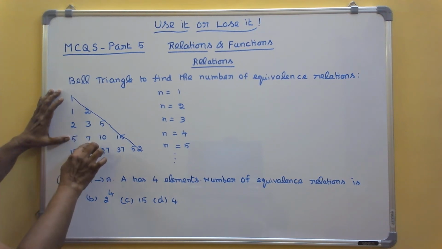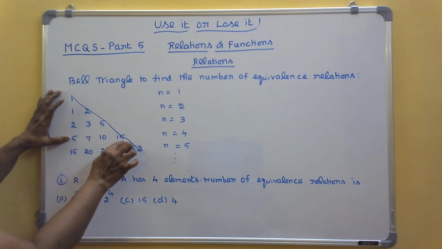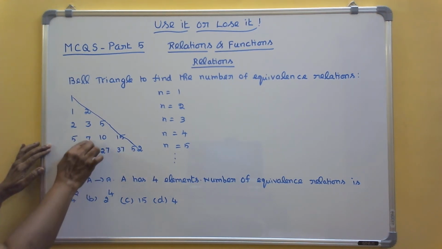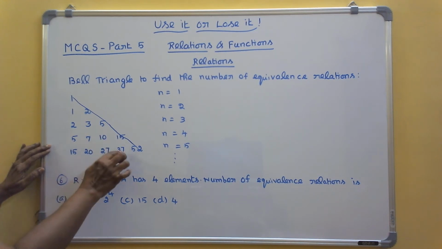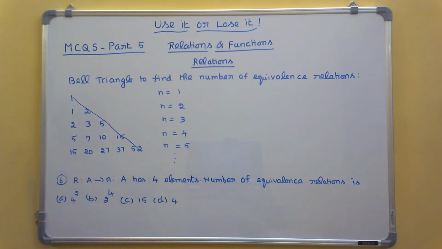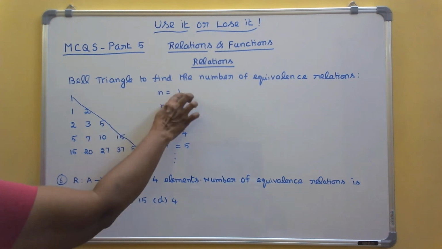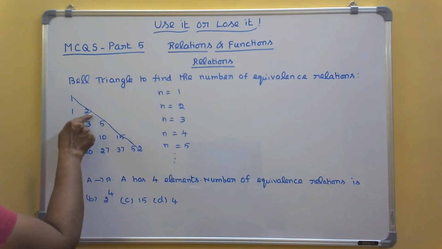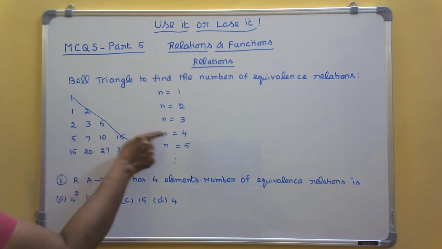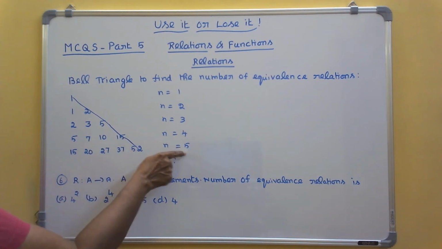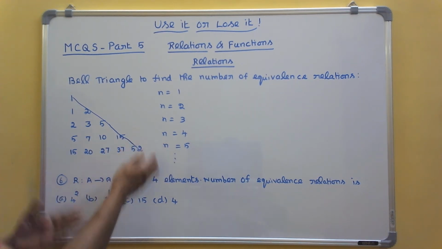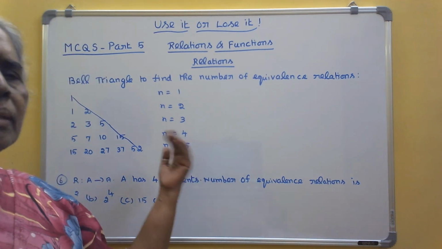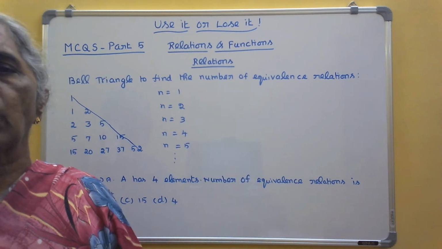5 plus 2 is 7. 7 plus 3 is 10. 10 plus 5 is 15. Now write the 15 here. 15 plus 5 is 20. 20 plus 7, 27. 27 plus 10, 37. 37 plus 15 is 52. So now, if n is equal to 1, the number of equivalence relations is 1. If n is equal to 2, it is 2. n is equal to 3, it is 5. n is equal to 4, it is 15. n is equal to 5, it is 52. You can go on like that, but normally they won't ask you beyond it. So this is enough, but this is a very easy way to find the number of equivalence relations.